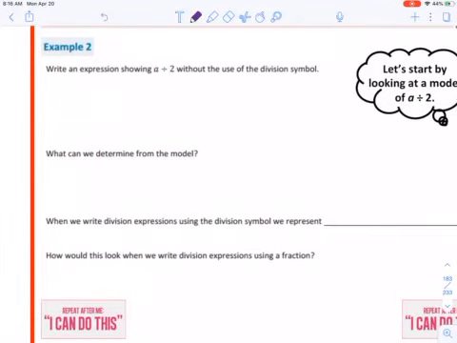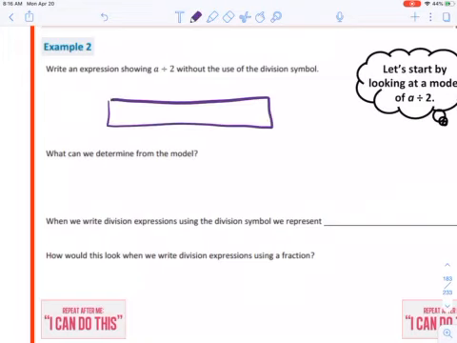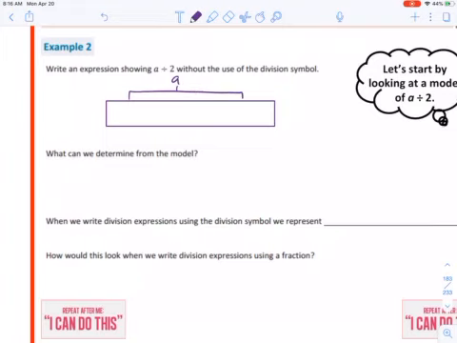Write an expression showing A divided by 2 without the use of a division symbol. We're going to do the same thing. The only thing that's different is we're using a variable. So now this whole tape diagram is going to equal A. We're going to divide it into 2 parts. So what can we determine from the model? Well, A divided by 2 is the same as A over 2.